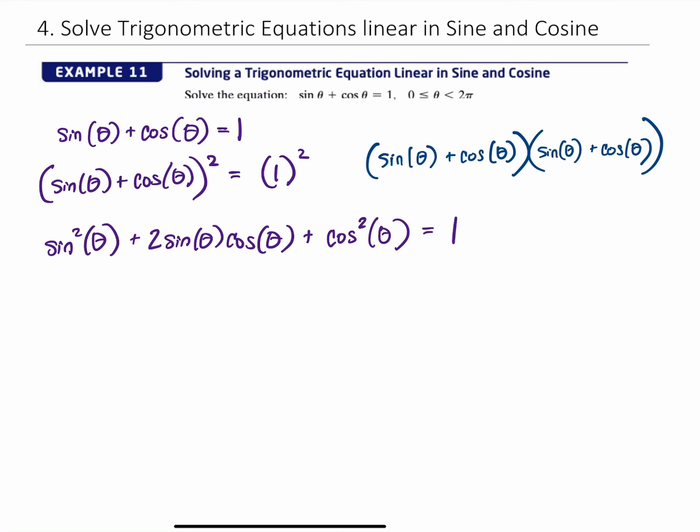So what can we do from here? Notice we have sine squared plus cosine squared. So we can use the Pythagorean identity that should be equal to positive 1. Sine squared plus cosine squared equals 1. That's our classic Pythagorean trigonometric identity. So those two terms will become 1. We still have the 2 sine theta cosine theta. And this is equal to 1.